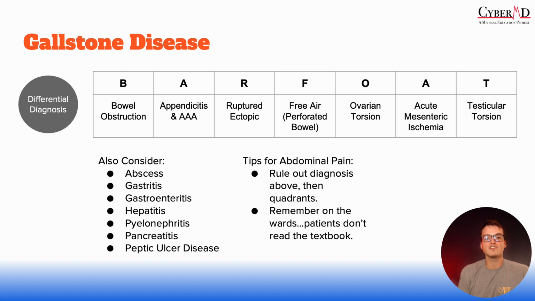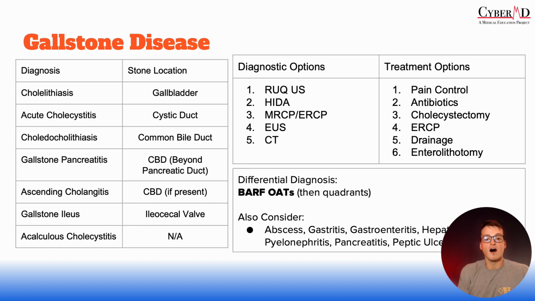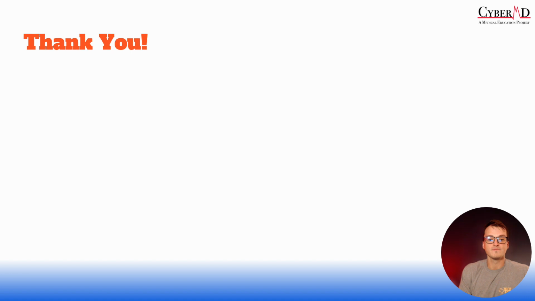Lastly, remember that your patients don't read the textbooks, and that right lower quadrant pain or generalized abdominal pain doesn't entirely rule out gallstones, although it may decrease your clinical suspicion initially, especially if the history is inconsistent with gallstone disease. On this slide, I've simply put a recap of what we have covered so far, which can also be found in the review sheet linked in the video.